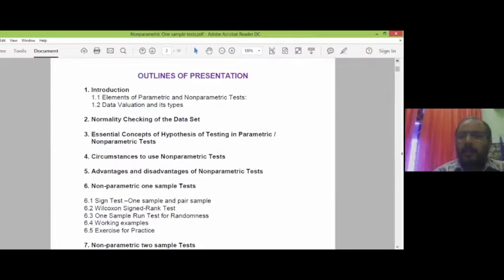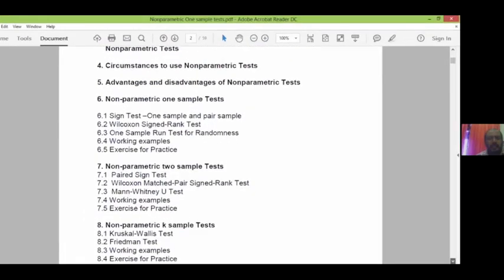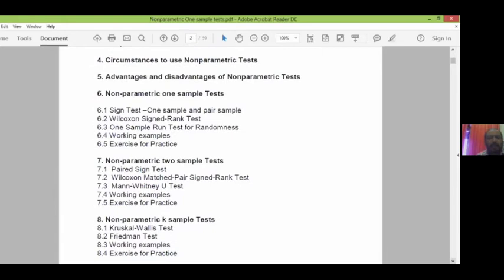test. In the one sample test, I am planning to discuss the sign test, Wilcoxon sign rank test, one sample run test for randomness, and some associated working problems, and I will also provide some exercise for your practice. Followed by non-parametric two sample tests. In the two sample test, paired sign test, Wilcoxon matched pair sign rank test, Mann-Whitney U test, and some working problems will be discussed in my lecture. And then I will finally provide some problems for the participants for their exercise.